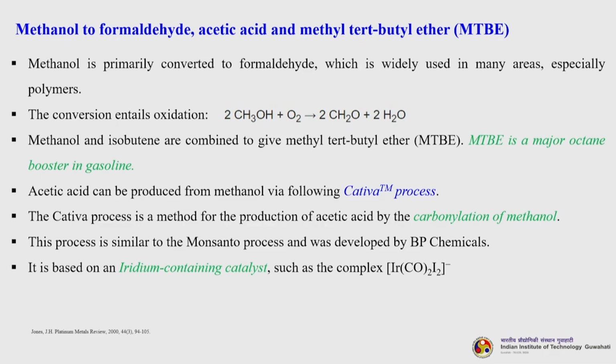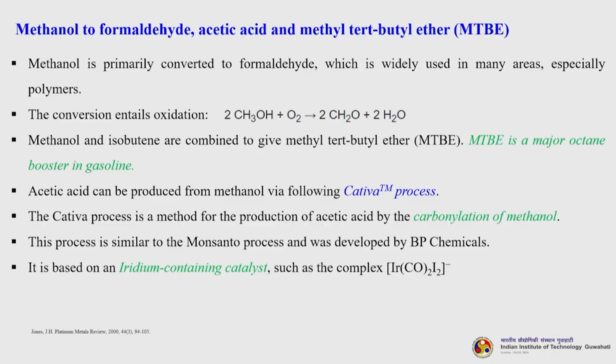Methanol and isobutene are combined to give MTBE, the methyl tert-butyl ether. MTBE is a very important class of chemical, and it is a major octane booster that is used in gasoline. Acetic acid can be produced from methanol by following the Cativa process. It is a very well known process and has been well adapted also.